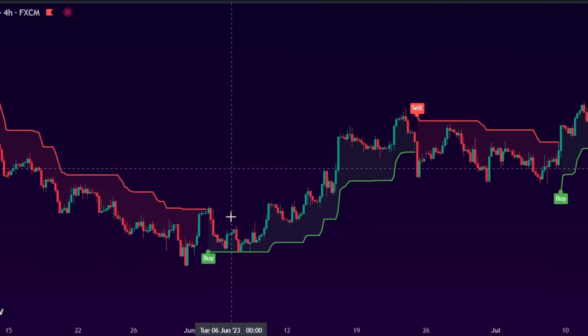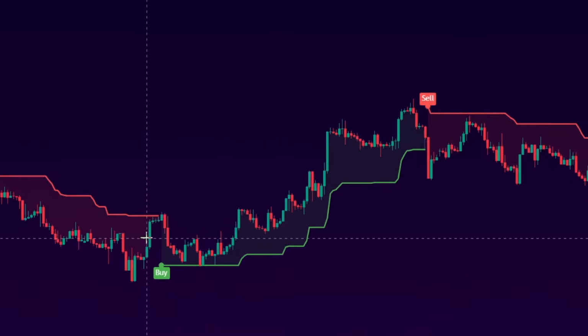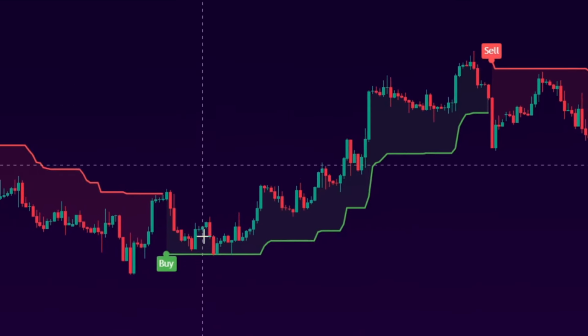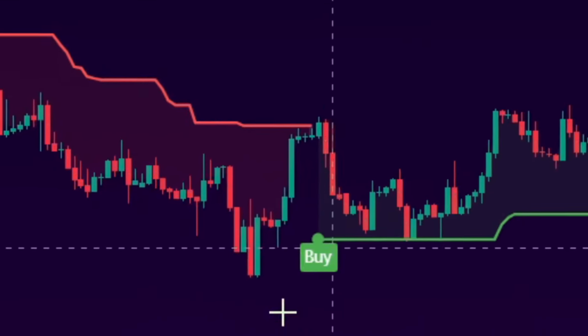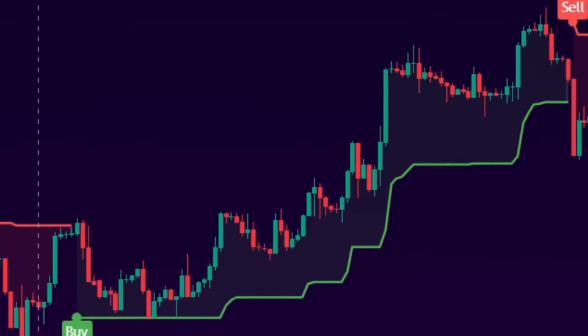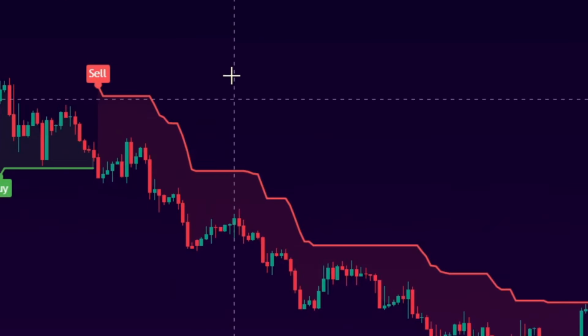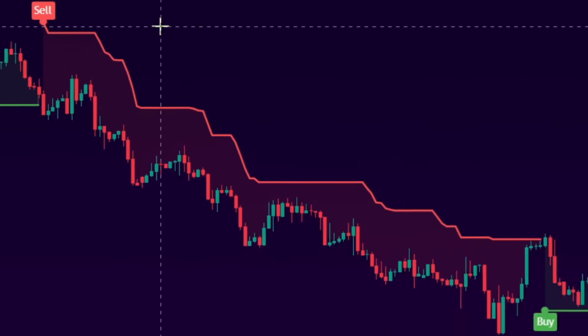There are two lines in our indicator for buy and sell signals. If this line continues in green or generates a buy label, as you can see here, it may signal an uptrend. If it continues in red or generates a sell label, it may signal a downtrend.